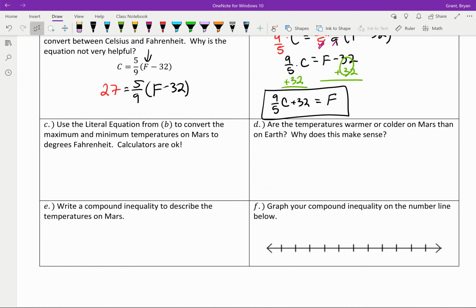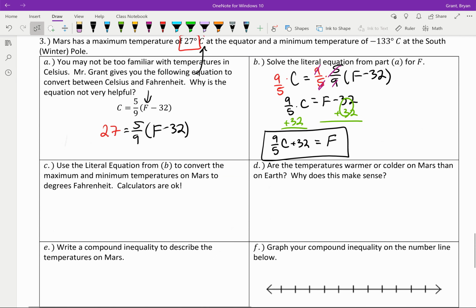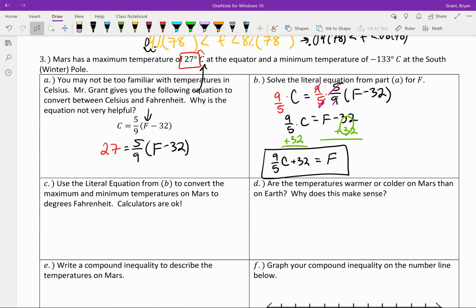Well, how does that help? We're going to use this literal equation to convert the maximum, that's 27 degrees, and minimum, negative 133 degrees Celsius, temperatures for Mars into degrees Fahrenheit. So we can actually see, is Mars cold? Is Mars hot? You can make a prediction too, but let's go ahead and work through it.